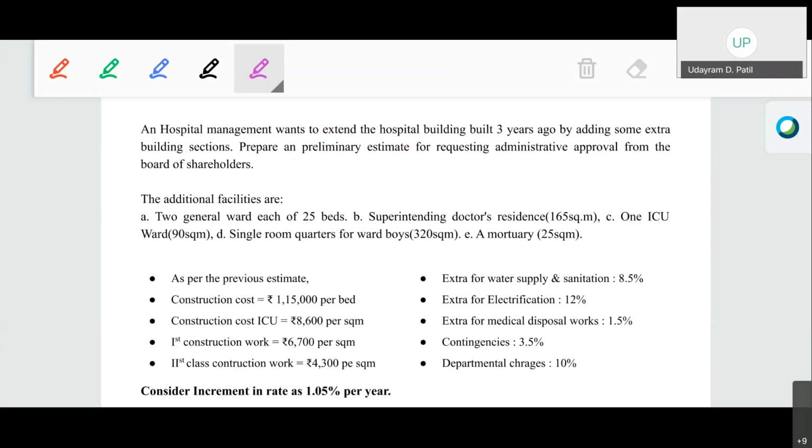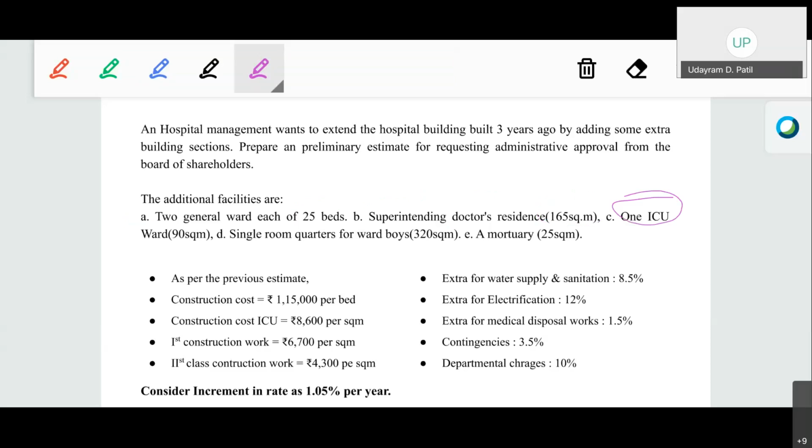Now the additional facilities that we are going to provide are, first, two general wards, each with a capacity of 25 beds. So total capacity will be 25 multiplied by 2, that will be 50 beds. Second additional facility is the superintending doctor's residence. Now there will be a superintending officer and we have to provide the residence to that doctor. So that will be of 165 square meter.